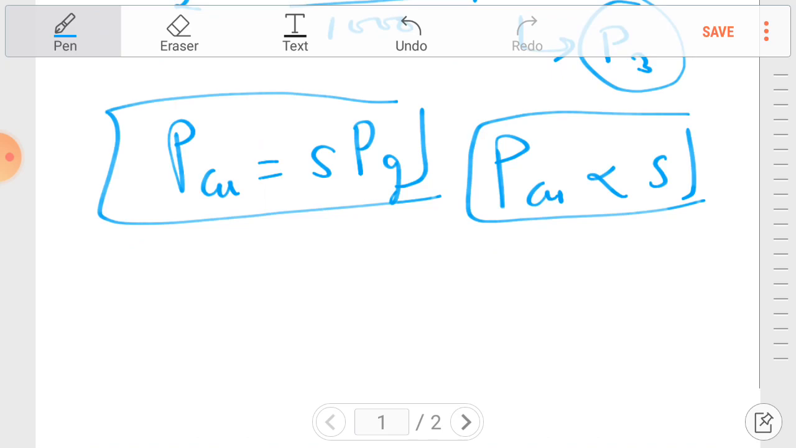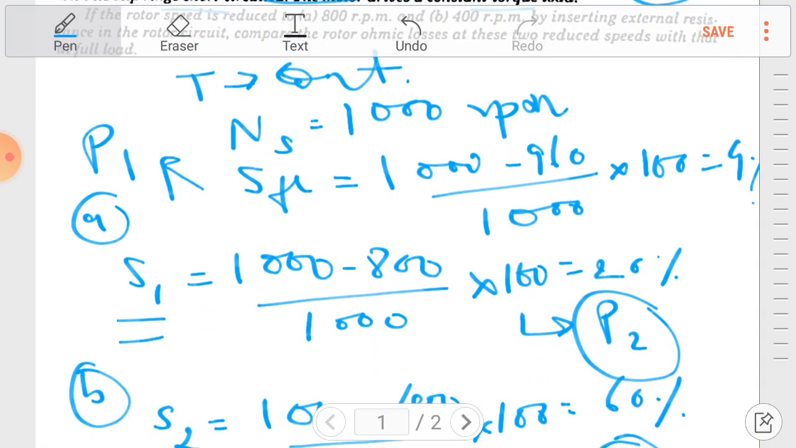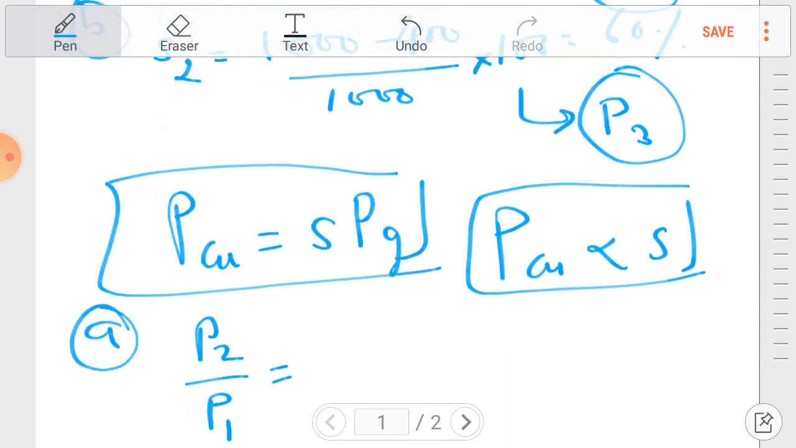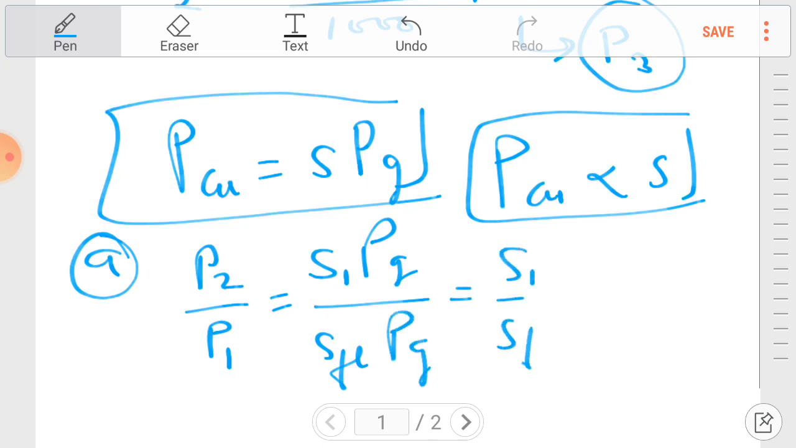So in option A we want to find P2 by P1. P2 is the copper loss at slip S1 and P1 is the copper loss at full load. So it will be equal to S1 times Pg divided by S at full load times Pg, which is S1 by S_FL. S1 is 20%, S_FL is 4%, so it is equal to 5.